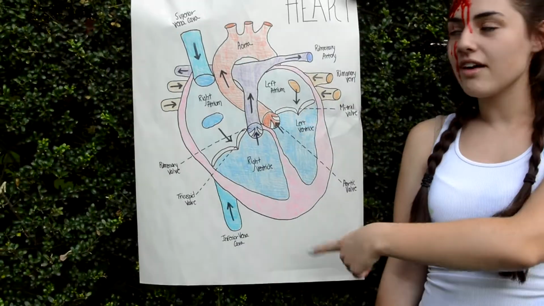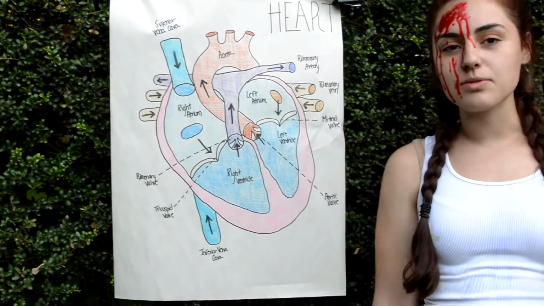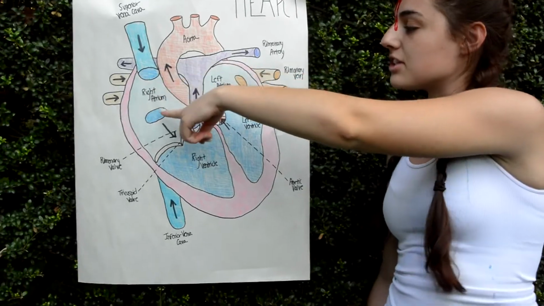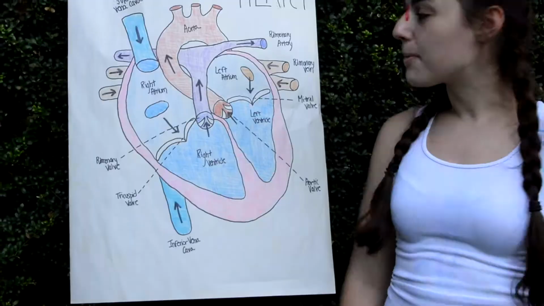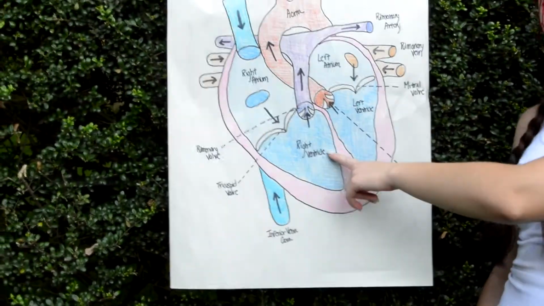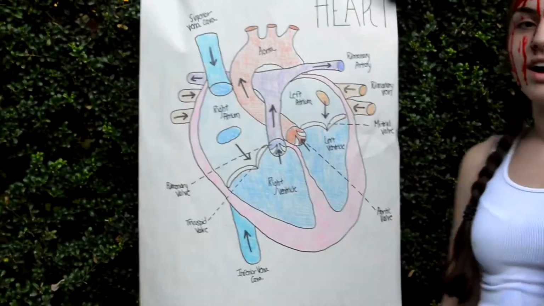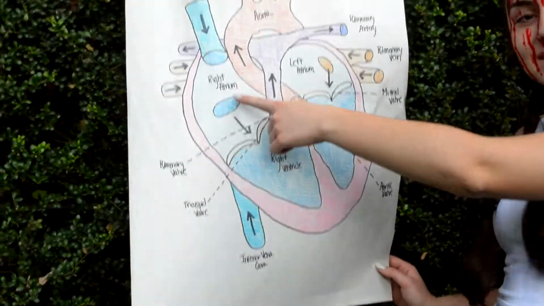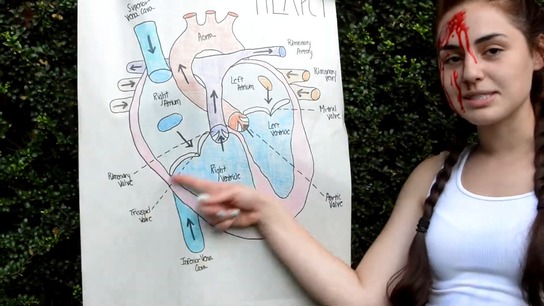From the inferior vena cava, the superior vena cava, as well as from the coronary sinus, blood enters into the right atrium of the heart. Blood moves from the right atrium to the right ventricle through the tricuspid valve.